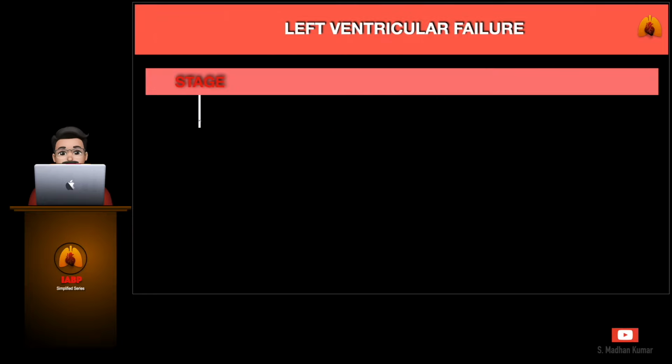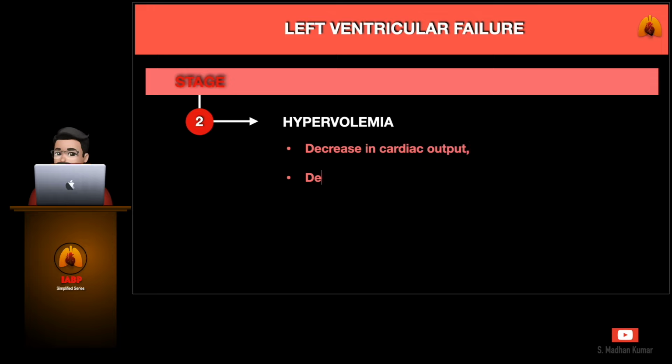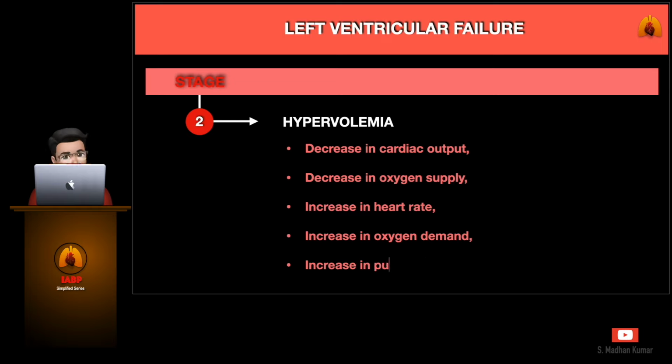Stage 2 leads to hypervolemia as the heart tries to compensate with the additional afterload. There is a decrease in cardiac output and glomerular filtration pressure, further activating the renin-angiotensin system. There is an increase in sodium and water reabsorption, leading to an increase in preload and afterload. There is a decrease in cardiac output, decrease in oxygen supply, increase in heart rate, and increase in oxygen demand, and there is an increase in pulmonary artery wedge pressures.